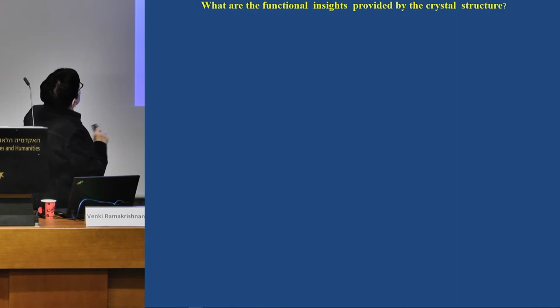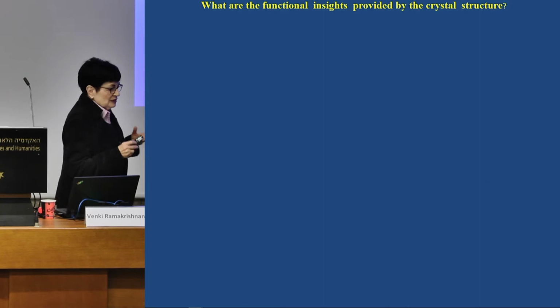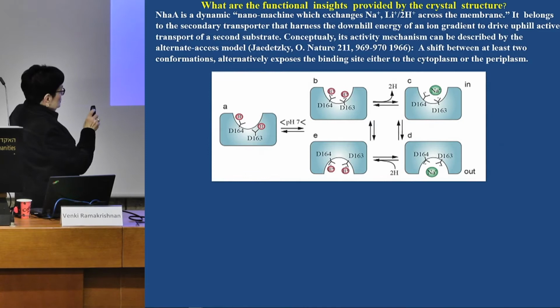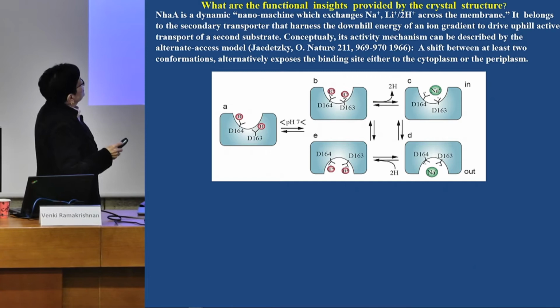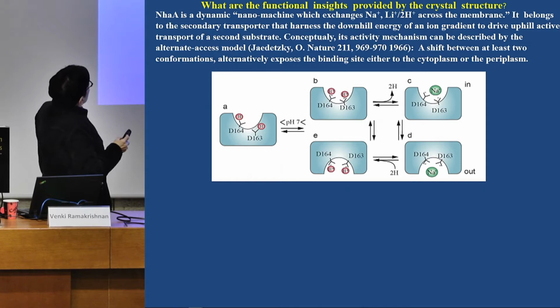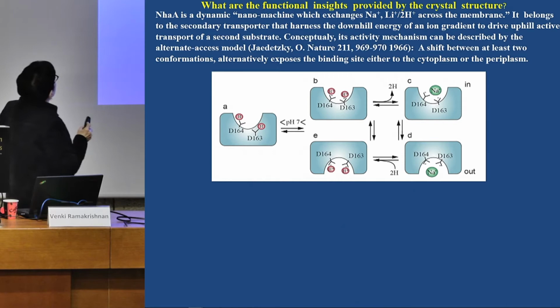Okay, so what are the functional insights? I started by telling you that it's really a nanomachine. What does it do, NhaA? It exchanges sodium or lithium from one side of the membrane with protons from the other side of the membrane. And it belongs to the secondary transporters that harness the downhill energy of an ion gradient to drive uphill active transport of a second substrate. Consequently, its activity mechanism can be described by the alternate access model by Jardetzky, 1966.